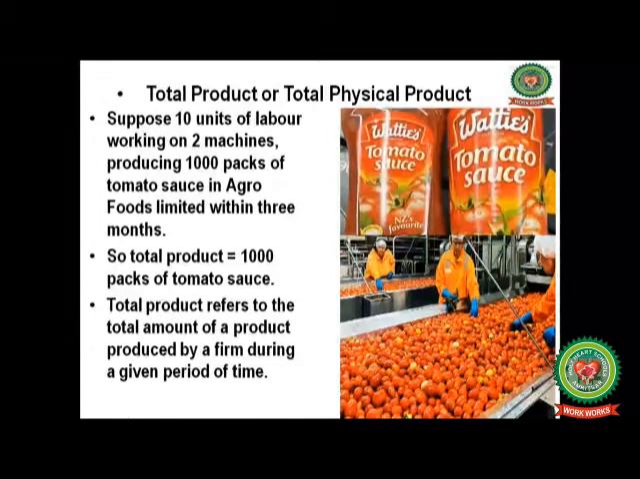Next is total product or total physical product. Let us understand with the help of an example. Suppose there are 10 units of laborers working in a company, Agro Foods Limited, and there are 2 machines producing 1000 packs of tomato sauce within a given time period, that is 3 months. So the 1000 packs of tomato sauce is our total product or total output, which refers to the total amount of production given by the company during a given period of time.